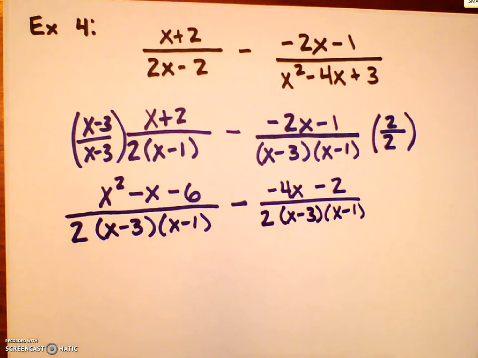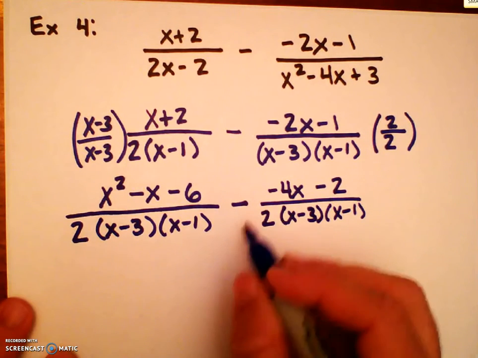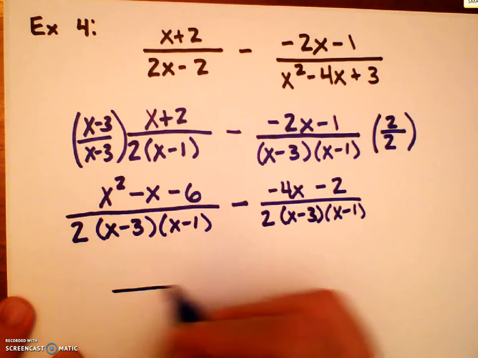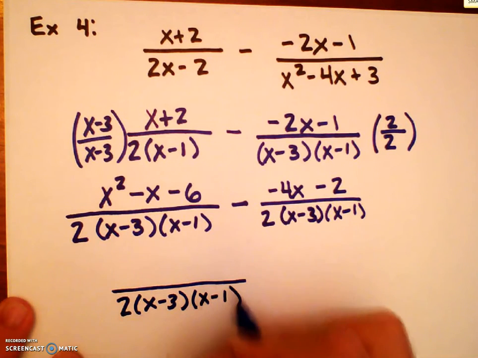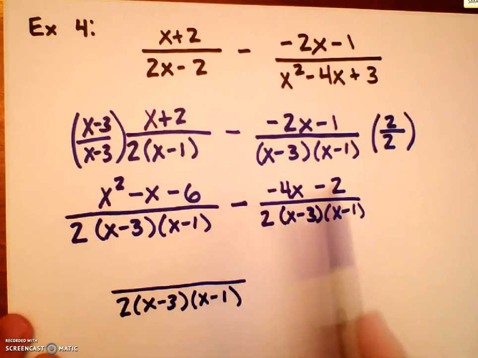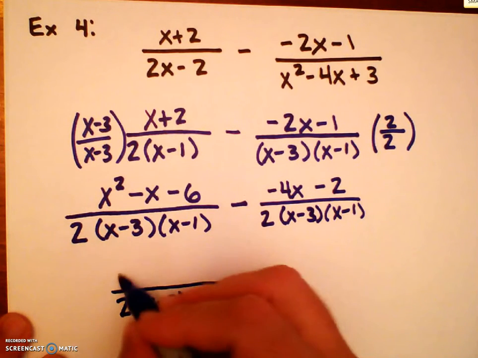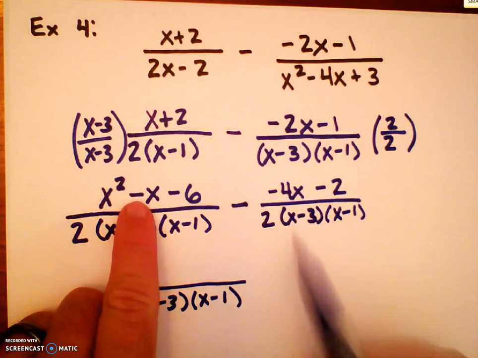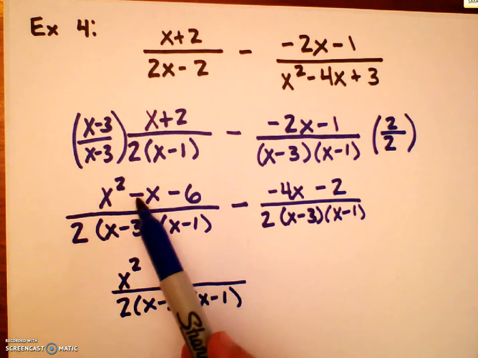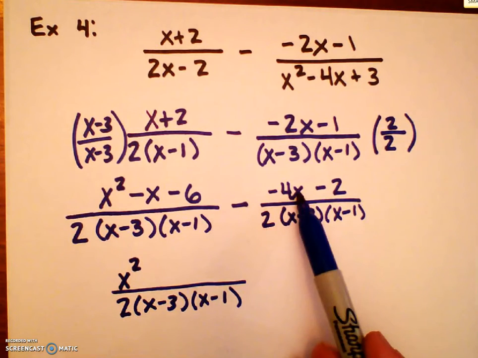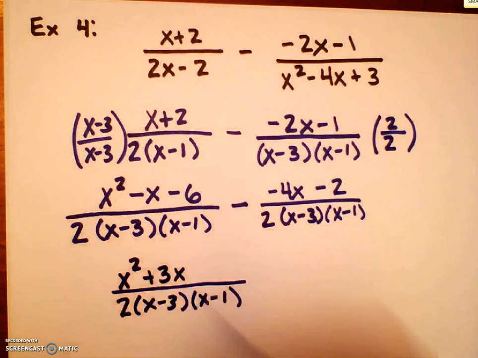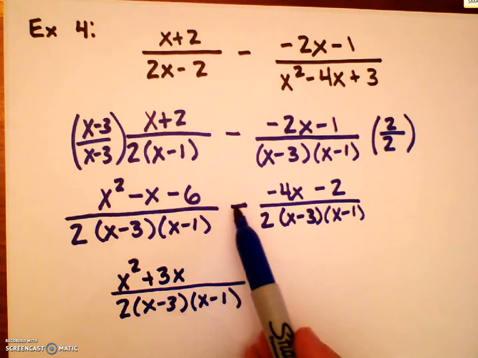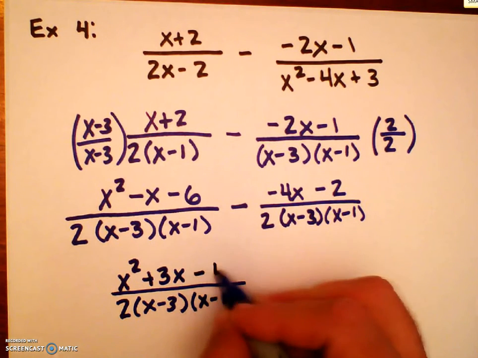So the hard part, in my opinion, is done. What we're going to have to do now is combine like terms, being very careful and realizing that this is a subtraction problem. So my next step is going to be over that common denominator. We're trying to get this down to just one fraction. X squared minus, well, there is no x squared, so that x squared just drops. -1x, this is where you have to be careful. -1x minus -4x. Well, -1 minus -4 is a positive 3x. And then -6 minus -2 is a -4.